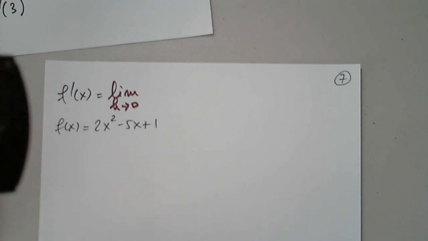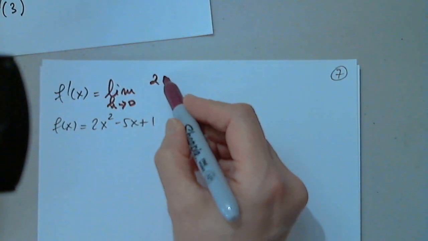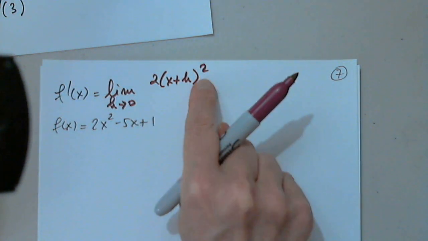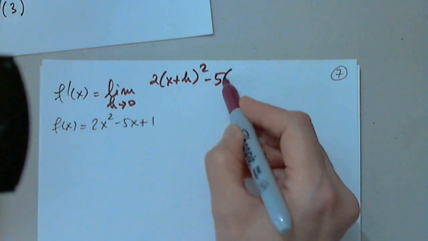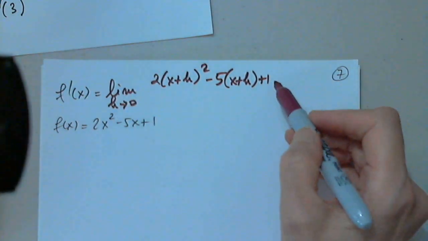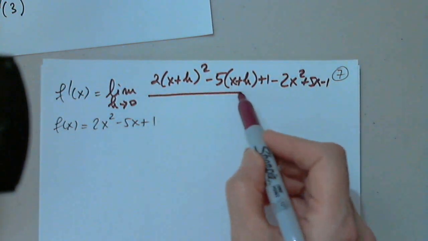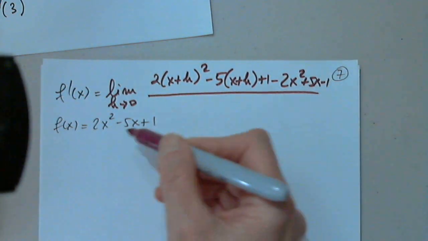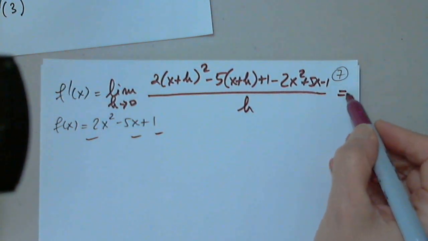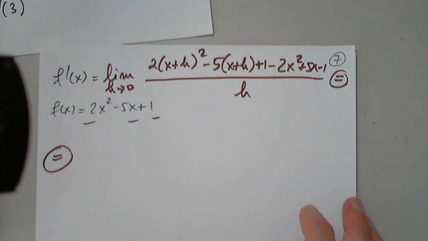So then the beginning of the numerator would be 2 of x plus h, minus 5 of x. It has to be squared. Oh, yeah, squared. Very good. Minus 5x plus h, and plus 1. Awesome. Minus 2x squared plus 5x minus 1. Do not forget to distribute a negative sign to all three terms. Divided by h. Perfect.